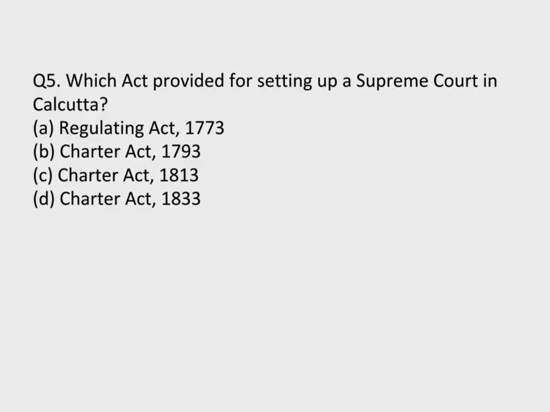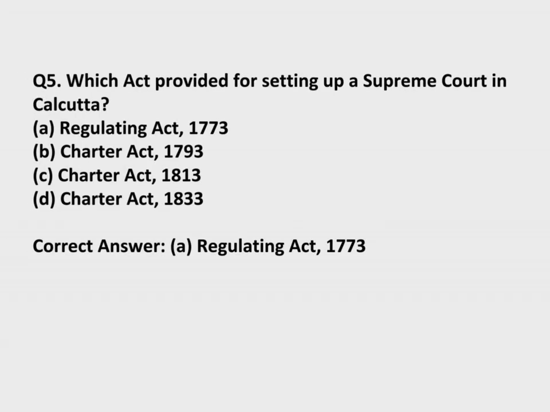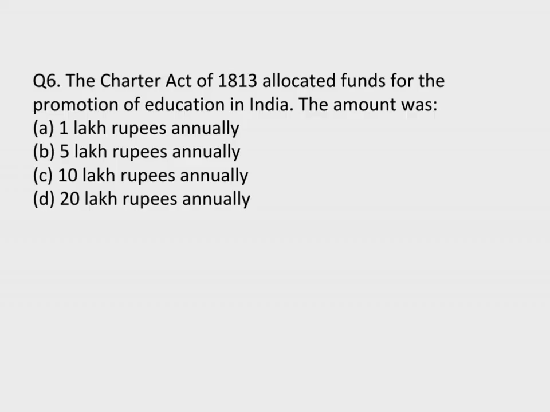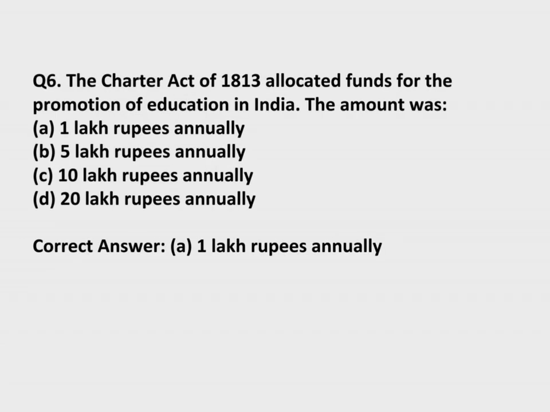5. Which act provided for setting up a Supreme Court in Calcutta? Correct answer, A. Regulating Act, 1773. 6. The Charter Act of 1813 allocated funds for the promotion of education in India. The amount was. Correct answer, A. 1 lakh rupees annually.